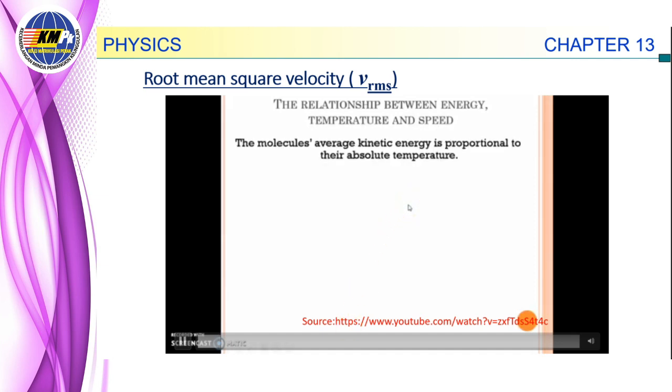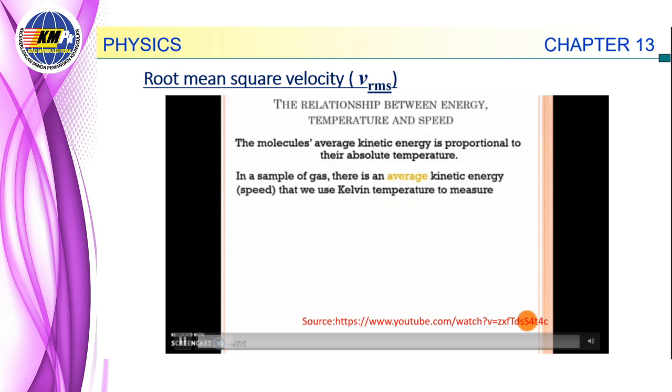All right, so a little bit of review. Molecules' average kinetic energy is proportional to their absolute temperature, so the temperature in Kelvin. So in a sample of gas, there is an average kinetic energy, an average speed that we use the Kelvin temperature to measure. Hopefully this is all old school. But remember that that is an average kinetic energy.